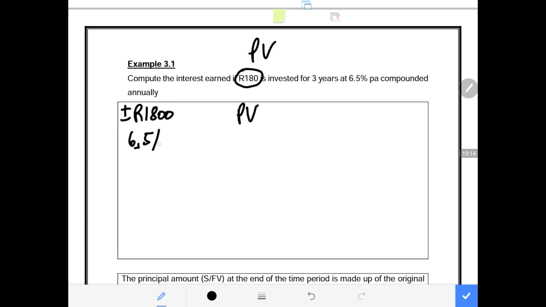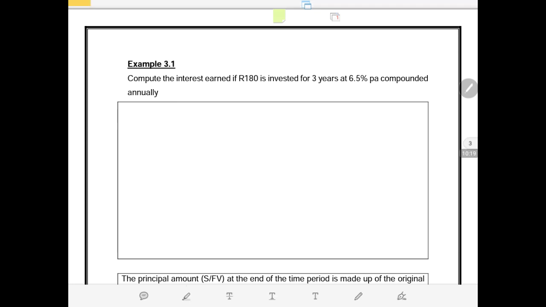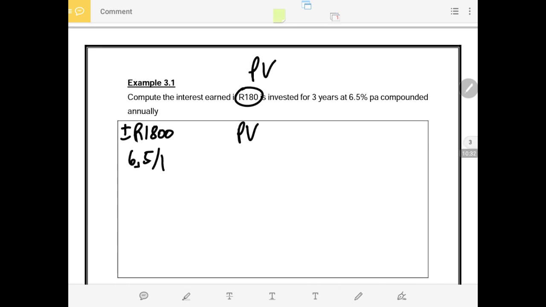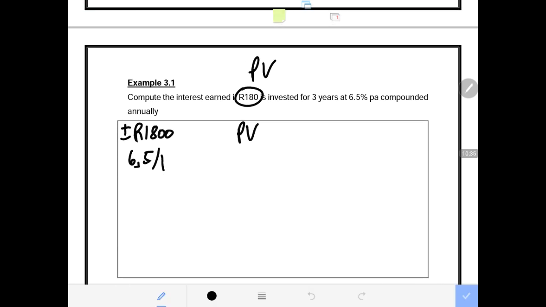Then we say 6.5 divided by 1. Remember, I said to you in the formula that your interest is divided by the number of compounds in a year. In this exercise, the interest is compounded once a year, so we divide by 1. This is I divided by y, interest per year. Then we have n, and our n is 3 times 1, the number of compounds, which is compounded once a year. So that means our n is 3.